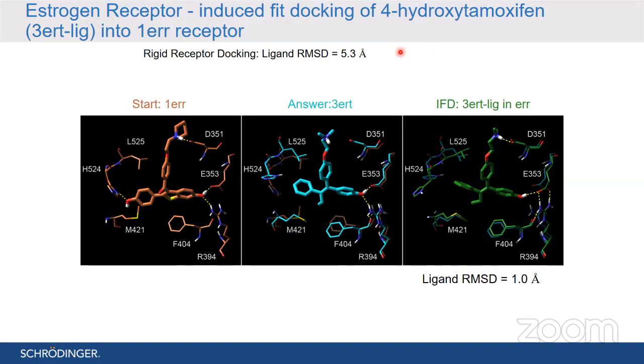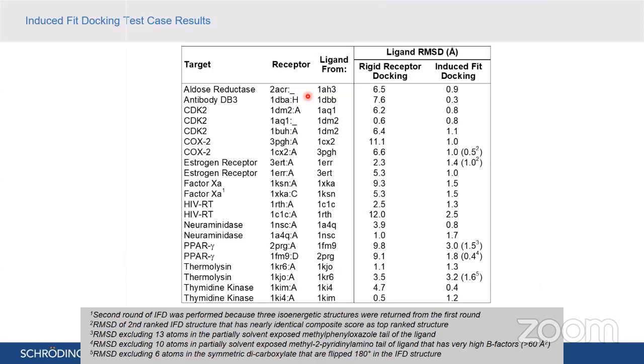Okay. So just to move forward, I was saying that for the estrogen receptor, the ligand RMSD was close to 5.3 Angstrom. And when we performed the IFD calculation, we ended up getting 1 Angstrom. Similarly, there were many studies that we have performed. And you can see in rigid receptor docking how the RMS deviation was too high, whereas in the induced fit docking scenario, we were getting very good poses in the initial guess state also.